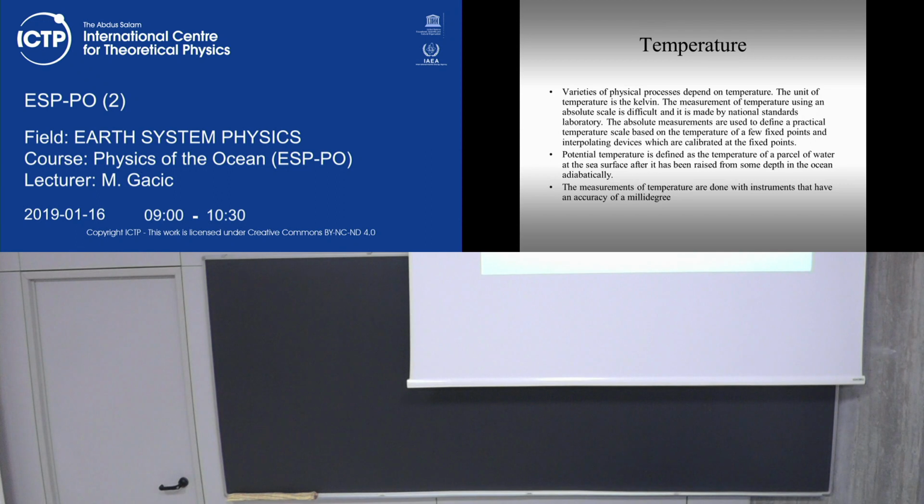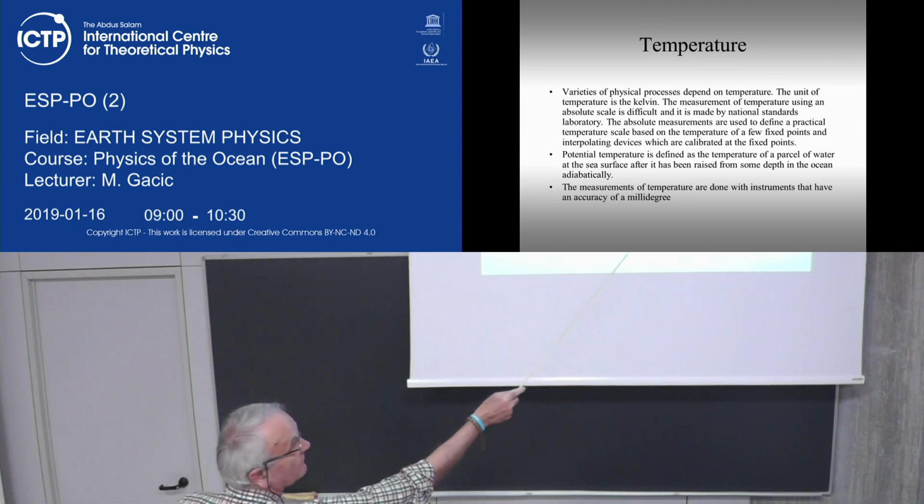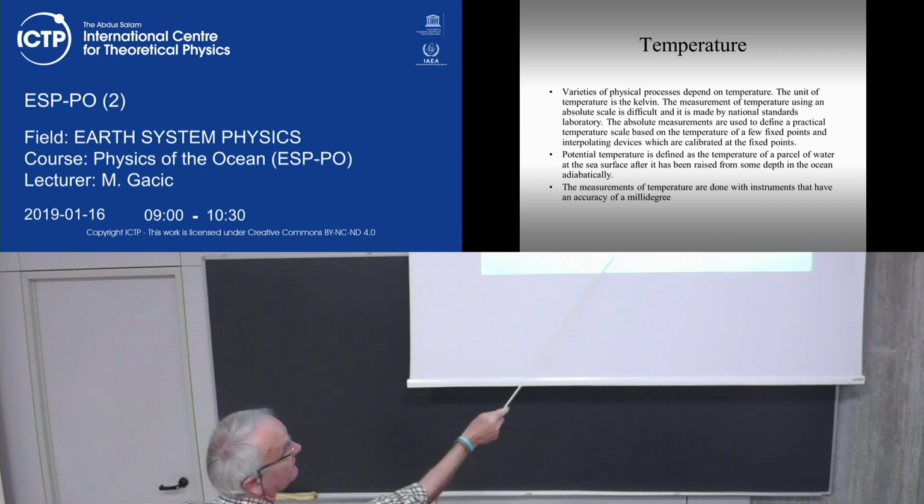First of all, obviously, we have the temperature, and it's important because a variety of physical processes depend on temperature. The unit of temperature, as you all know, is Kelvin. Usually the measurement of temperature using the absolute scale is rather difficult, and it is made by National Standards Laboratories. The absolute temperatures are used to define the practical temperature scale based on the temperature of a few fixed points, with interpolating devices which are calibrated at the fixed points.